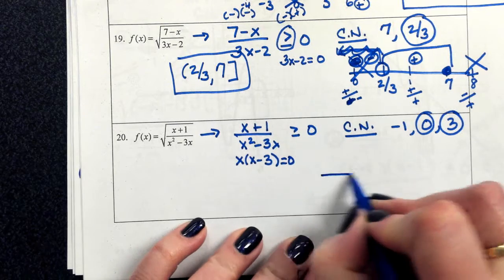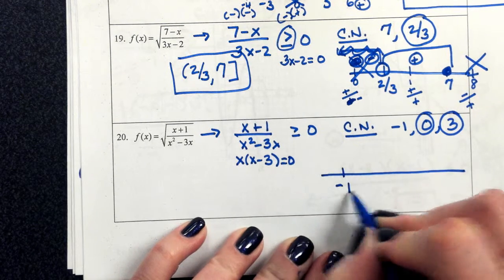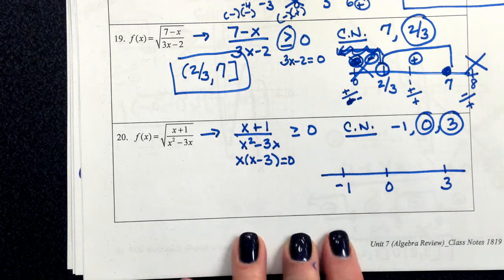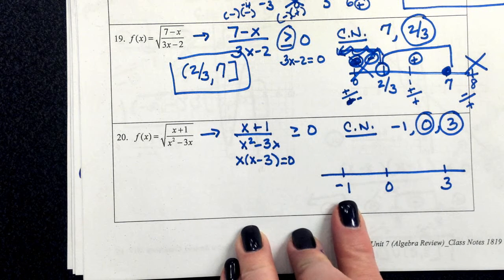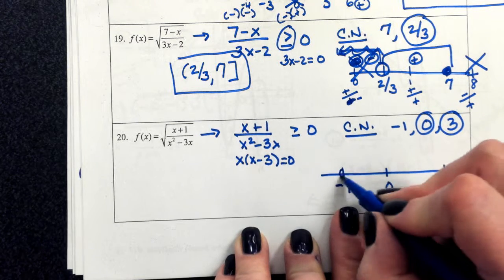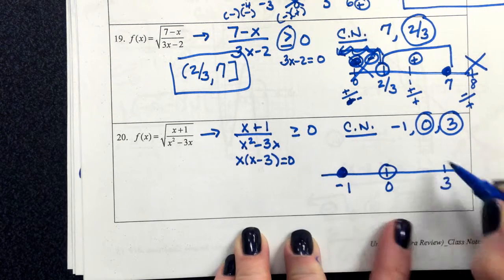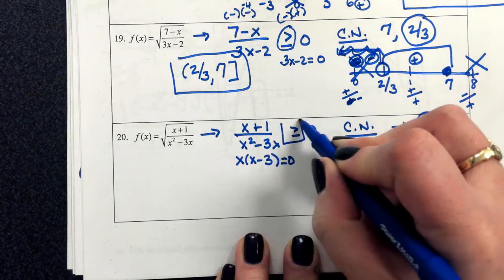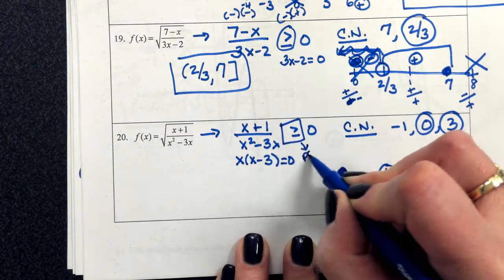So now when I do my number line test, -1, 0, and 3. What kind of circle am I going to put above -1? Is it going to be open or closed? Closed. Open above 0, open above 3. Again, I'm looking for positive intervals because, again, this is greater than or equal to.